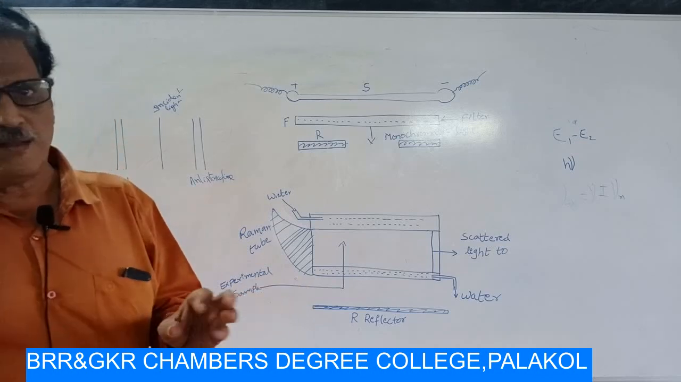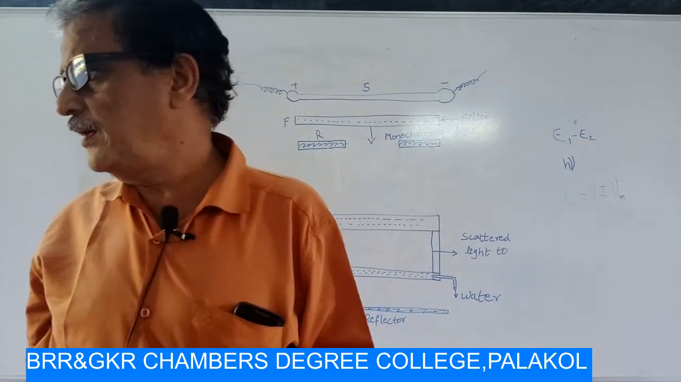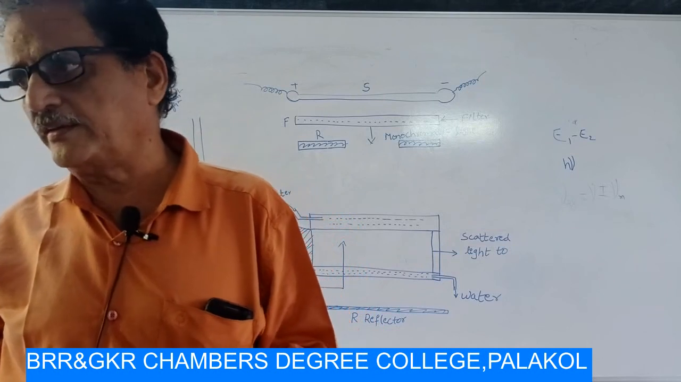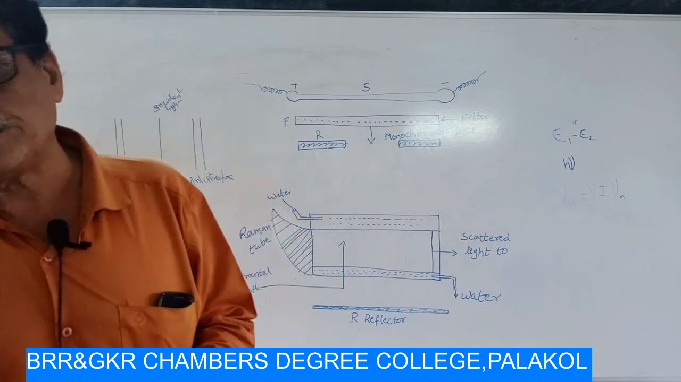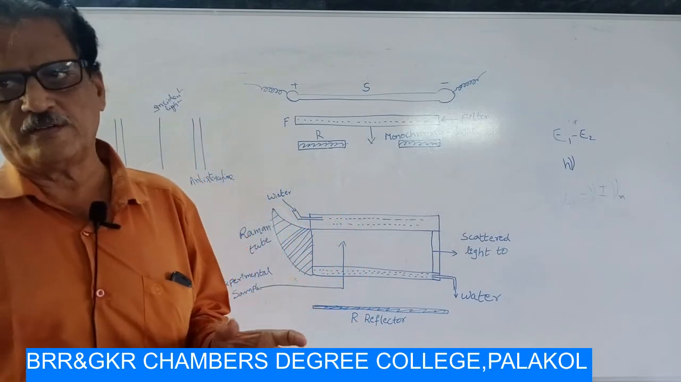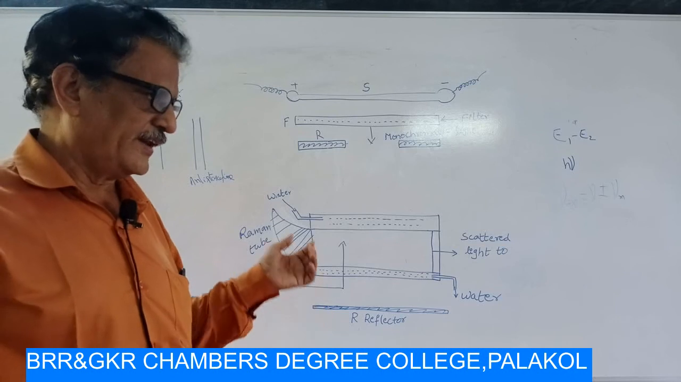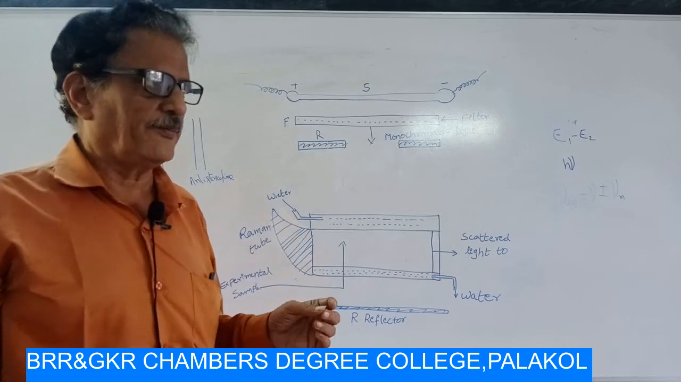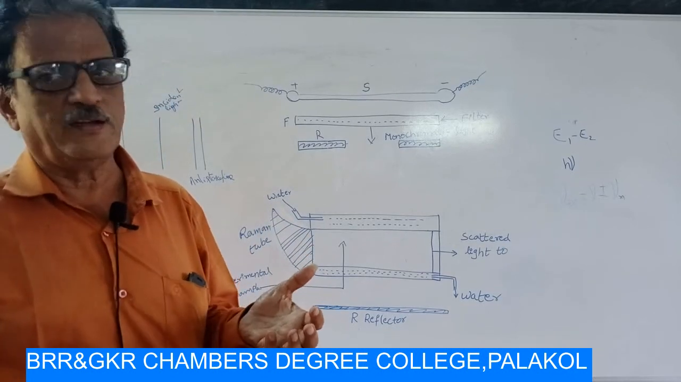So, the major difference between Rayleigh scattering and Raman scattering is that in Raman scattering, we will observe a change in frequency, whereas in Rayleigh scattering, we will observe only a change in intensity.